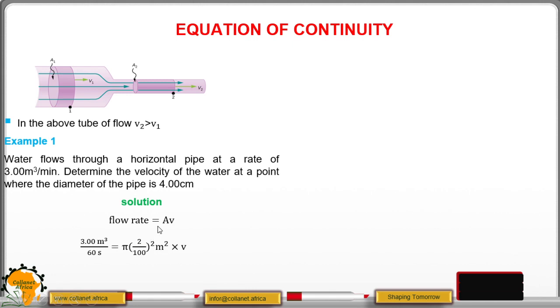Because we know that area is given by pi r squared. So it means that if you divide this side, you will get this value here. And if you multiply this side also, you're supposed to get this value. And that means if you make V the subject of the formula, we will have 0.05 divided by the whole of this value here. That means that our velocity will be 39.79 meters per second.